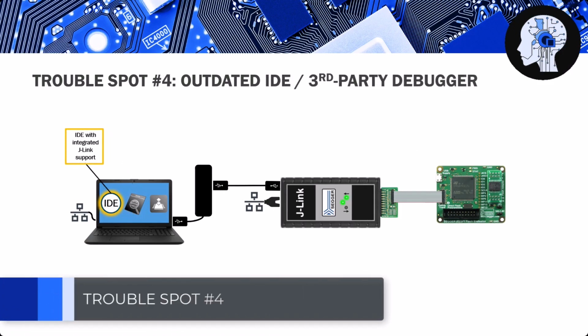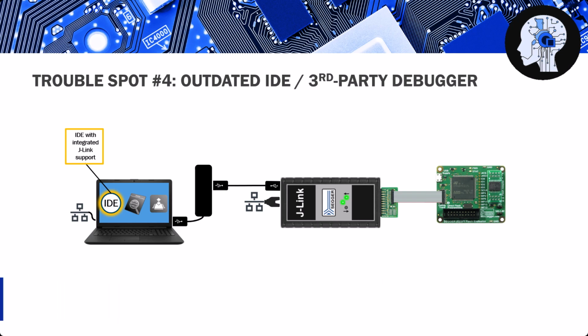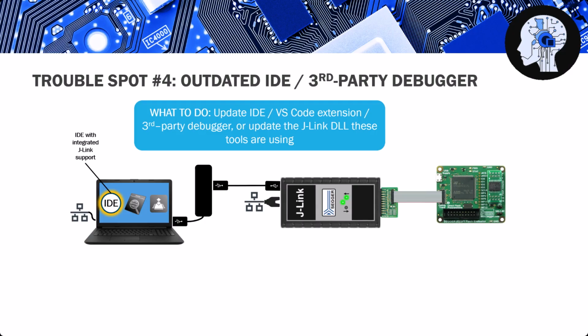Your IDE, VS Code extension, or third-party debugger supporting J-Link may also install their own instances of the J-Link DLL or point to a J-Link DLL installed on your computer. If these tools are outdated, and the DLL updater in the J-Link software pack is not able to update the DLL in these tools, you might be using an outdated version of the J-Link DLL during debugging without realizing it. Therefore, make sure to update your IDE, VS Code extension, or third-party debugger frequently. If you don't want to update the complete tool, at least manually update the J-Link DLL the tool is using, either directly or via the SEGGER DLL updater if possible.